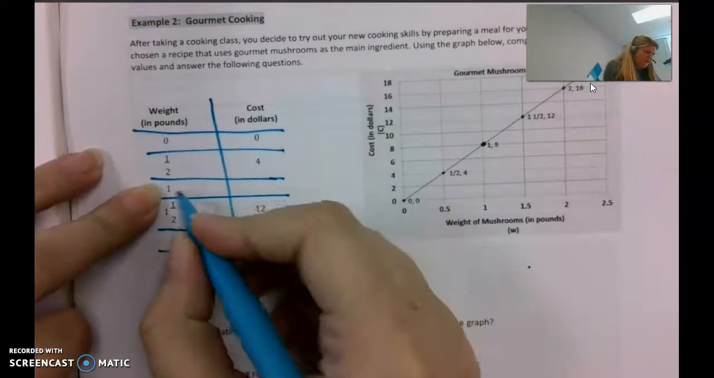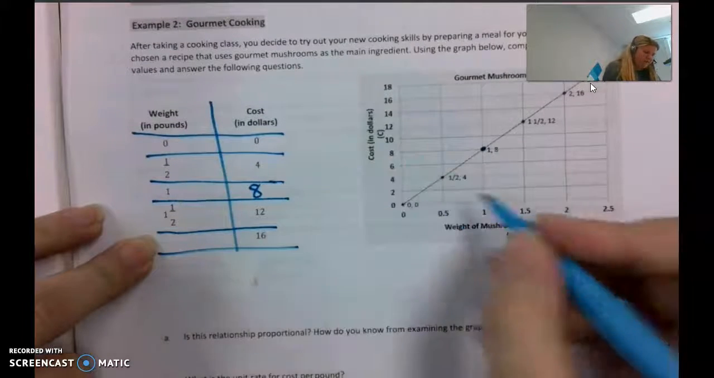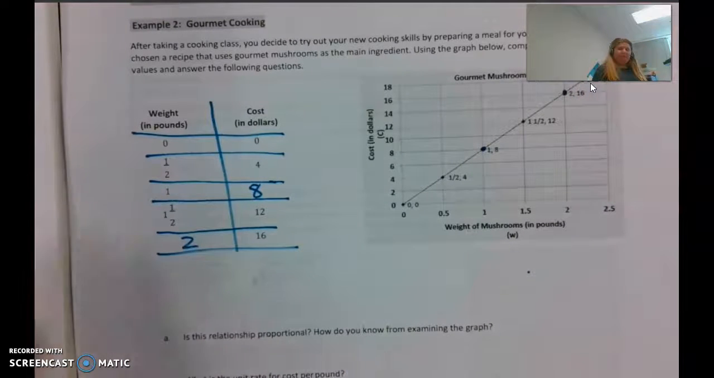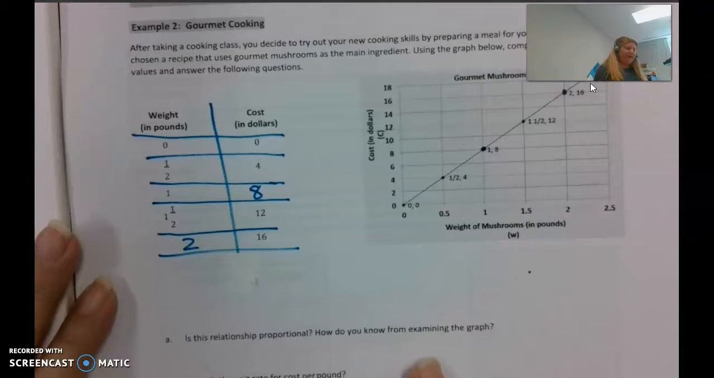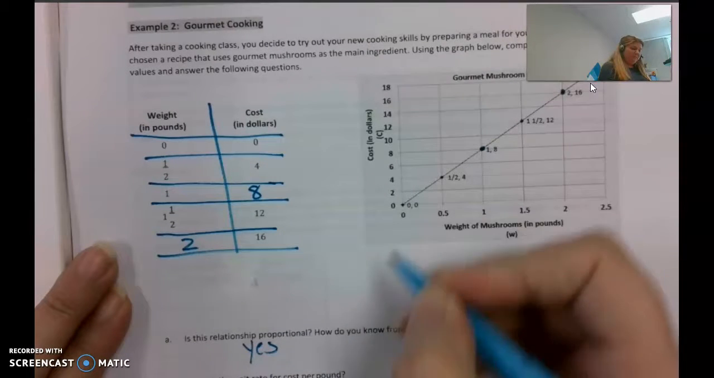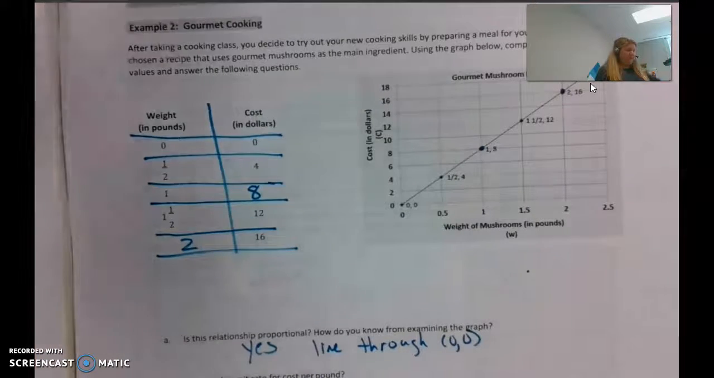Look here, 1, 8. 1, 8. 16 is the cost. Cost 16, well that's 2. Okay, is the relationship proportional? How do you know from the graph? Yes, straight line through the origin. Line through 0, 0. This is old news.